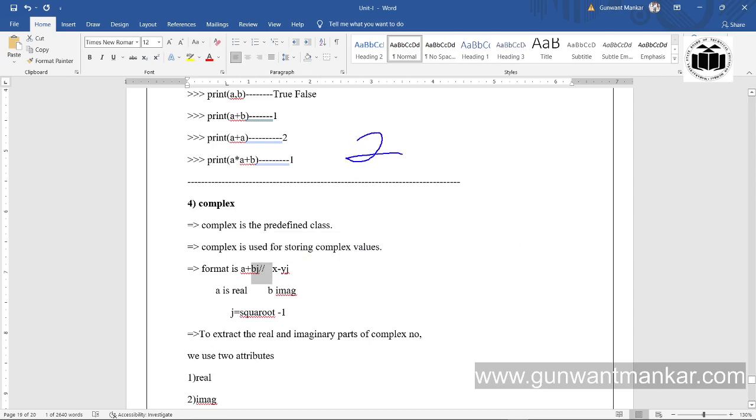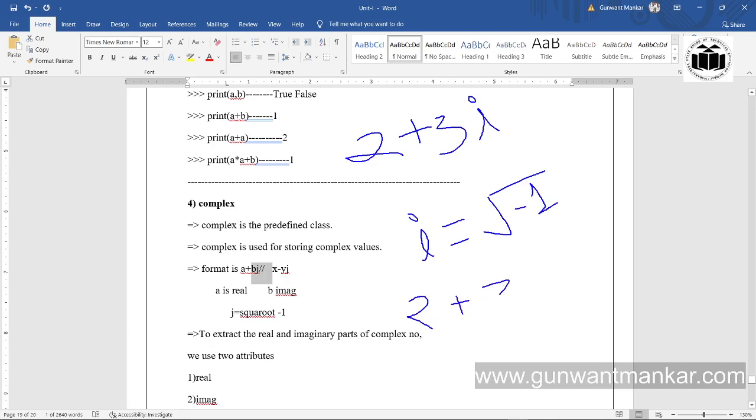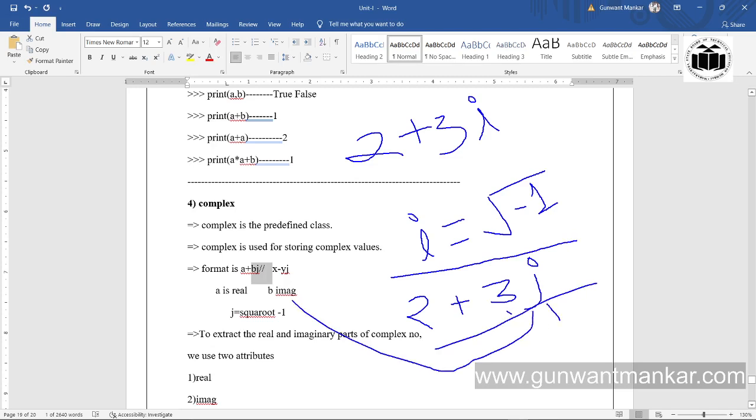In mathematics, if you write an expression like 2 plus 3i, you must have seen that the value of i is the square root of -1. Right or wrong? Is it okay? Square root of -1 or not? In Python, instead of i, we have to write j. This is the syntax in Python. How to store a complex number value in Python? Use 2 plus 3j. So j denotes the imaginary part, and this is the real part.